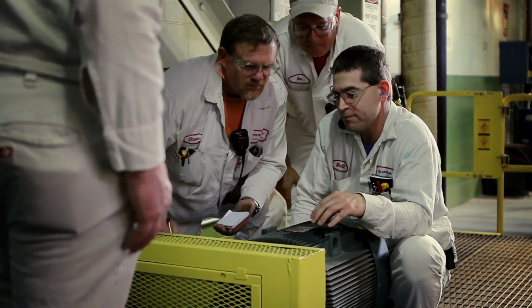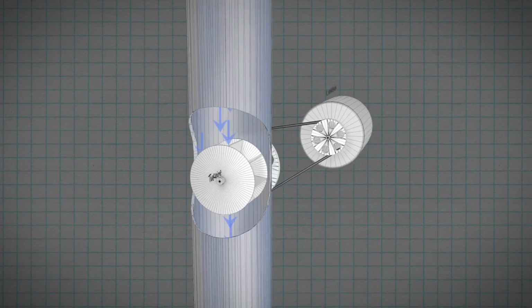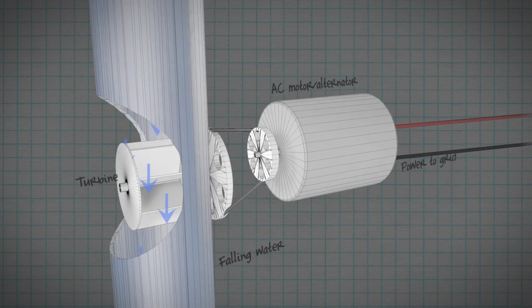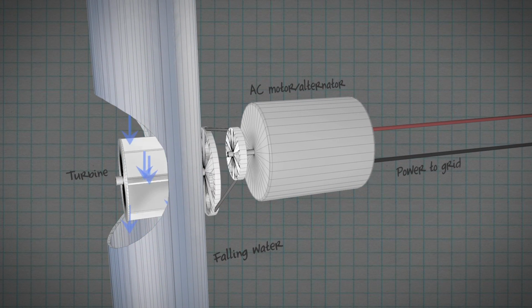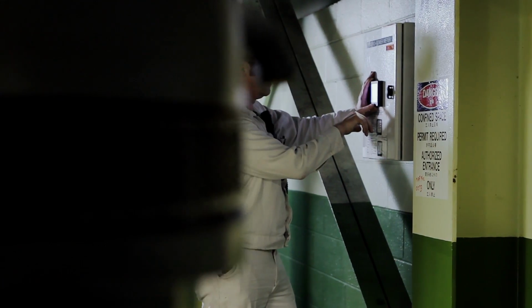We had to figure out what's the best way to use the energy that that turbine was putting out. What we ended up with was a very simple AC motor used as an alternator. We built a very simple control system. We put it online and it's worked like a champ ever since then.